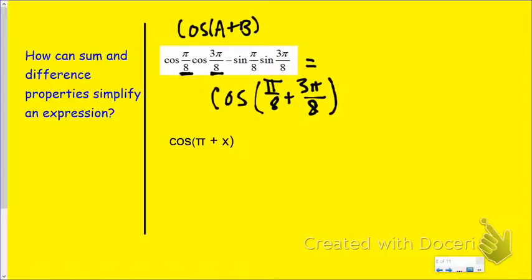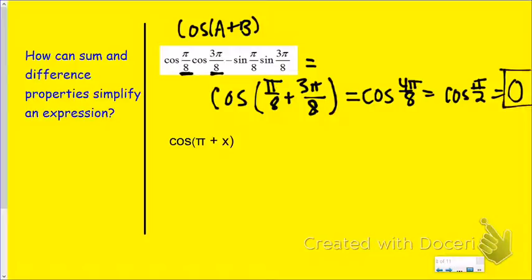Then again, I can simplify this a little bit further. I can go ahead and actually add those together. That gives me the cosine of 4 pi over 8, which we know simplifies to the cosine of pi over 2. And then cosine of pi over 2, I can even evaluate. That's an exact value. Pi over 2 is up here. The x-coordinate up there is 0, so the cosine of pi over 2 is 0. So that whole thing simplifies to 0.